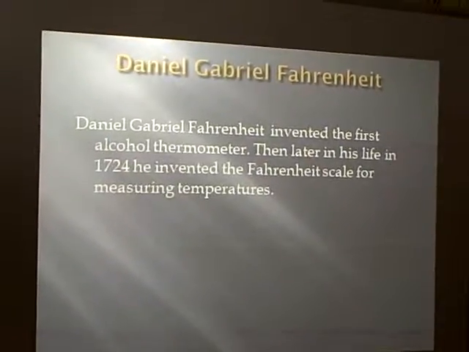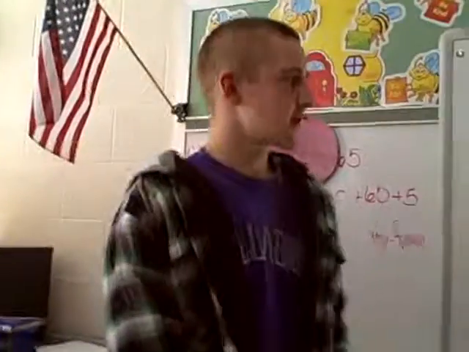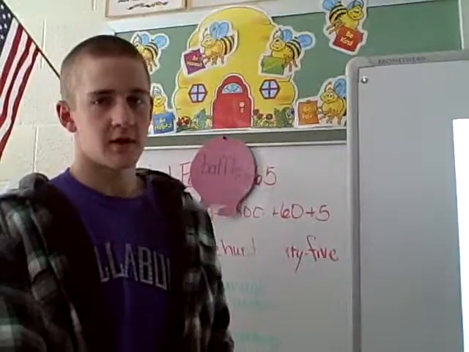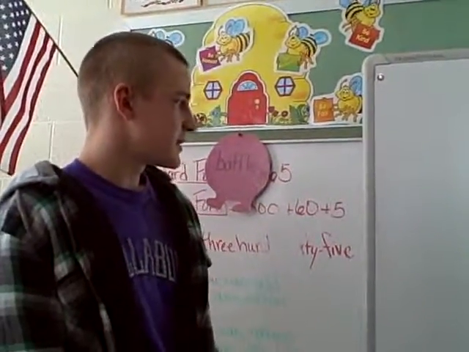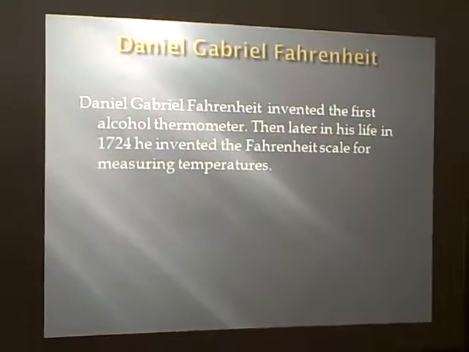Daniel Gabriel Fahrenheit is the guy who invented the Fahrenheit scale. He was the first to use an alcohol thermometer, which they don't really use anymore. Then later in his life, in 1724, he invented the Fahrenheit scale for measuring temperatures.